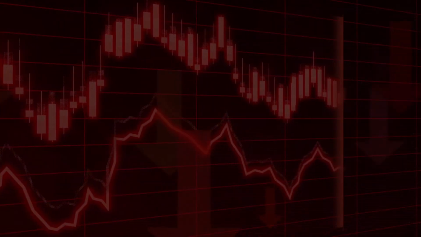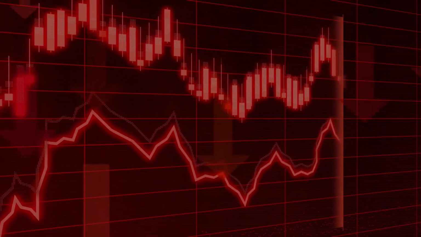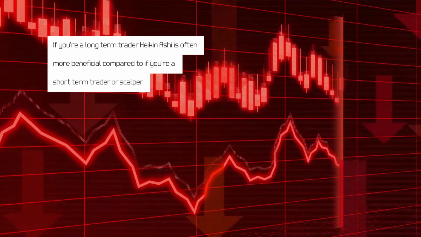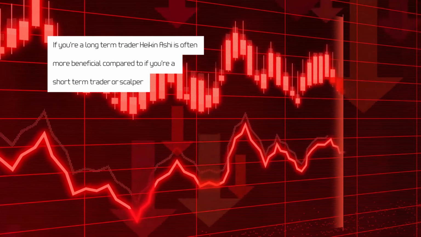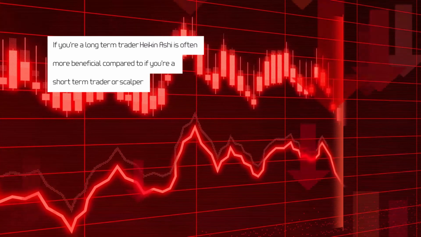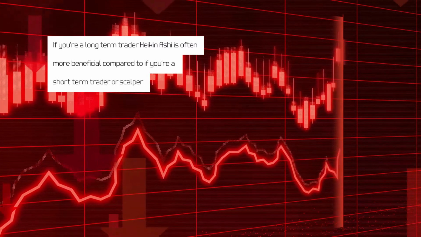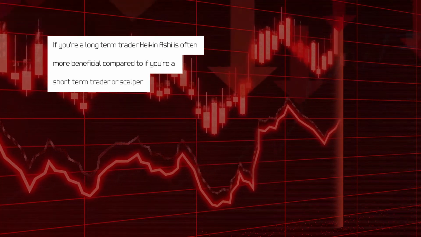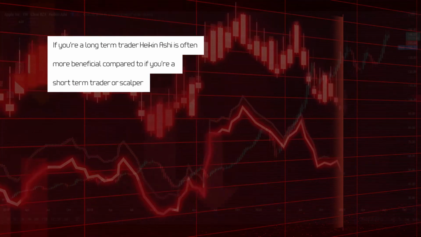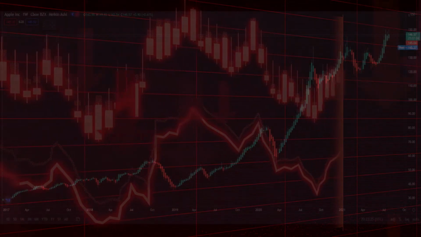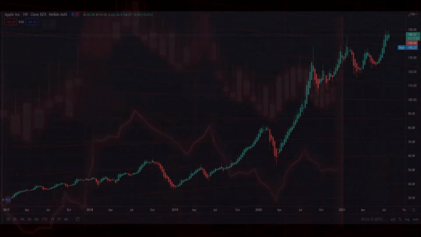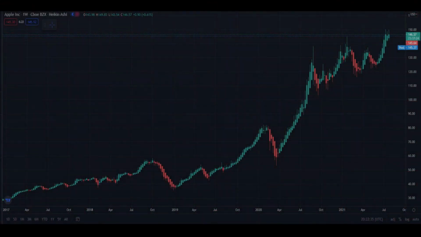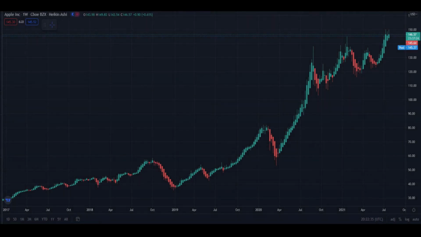A key factor to determine if Heikin Ashi might be beneficial is if you're a longer-term trader looking to either ride a trend or you're a swing trader looking for large reversals of the trend. For shorter-term traders or scalpers, the Heikin Ashi is often not so useful. The reason for this is because of the way the Heikin Ashi is calculated by finding an average price using previous price data as opposed to the actual price data.